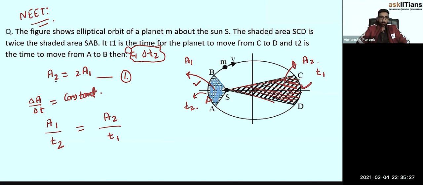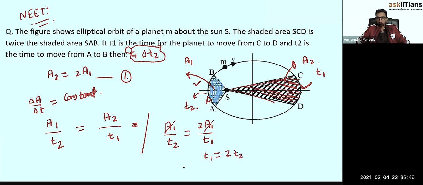Now basically you can put A2 is equal to 2 times A1. So I can write this as A1 upon T2 is equal to 2A1 upon T1. Now A1 and A1 will get cancelled out. So this will become T1 equal to 2 times T2. Please check for any calculation mistake if I have made. So T1 is equal to 2 times T2.